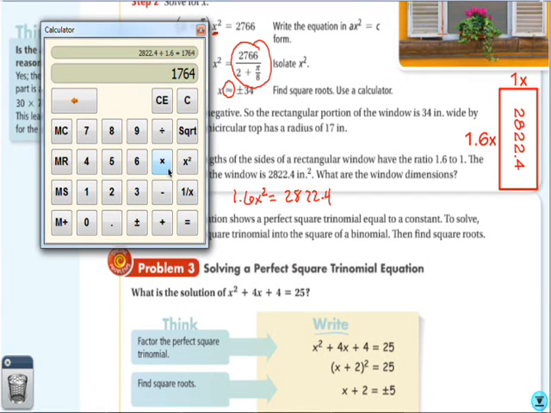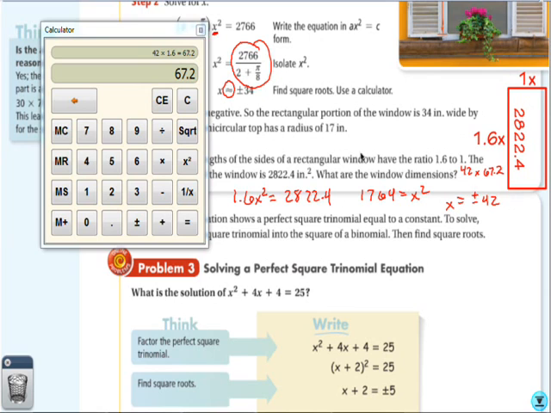We get 1764, and that equals x squared. I'm going to take the square root of both sides, and I get x equals plus or minus 42. I know it's not negative 42, so I know that the width is 42, and then I just multiply that by 1.6, and I get 67.2. So the dimensions are 42 by 67.2. And that is how you do that.